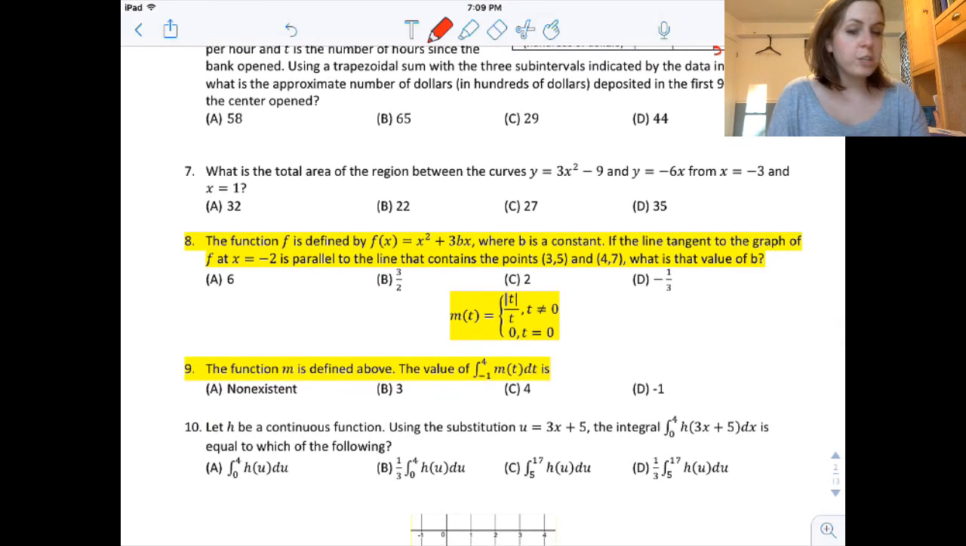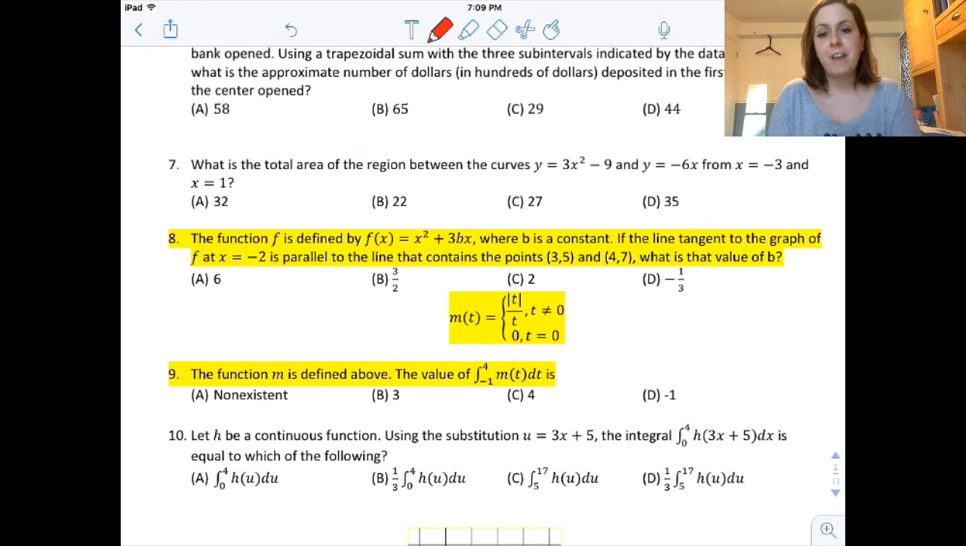All right, the next one we're going to look at is number 8. So f is defined by f of x equals x squared plus 3bx, where b is a constant. The tangent line at x equals -2 is parallel to the line that contains (3, 5) and (4, 7). What is the value of b?